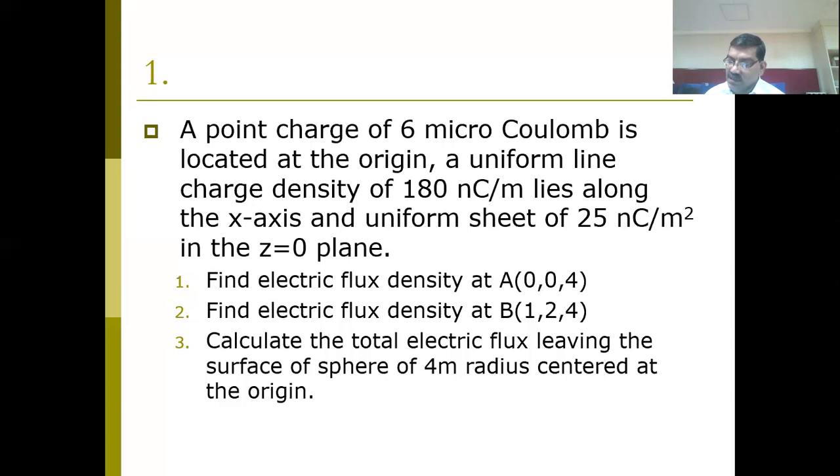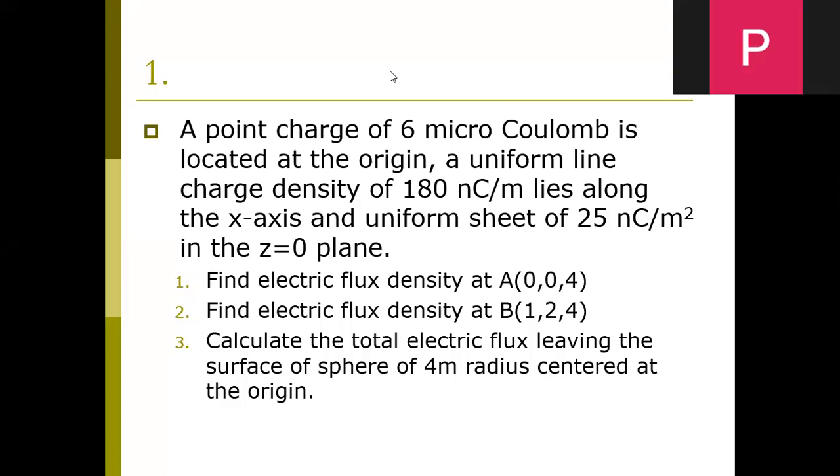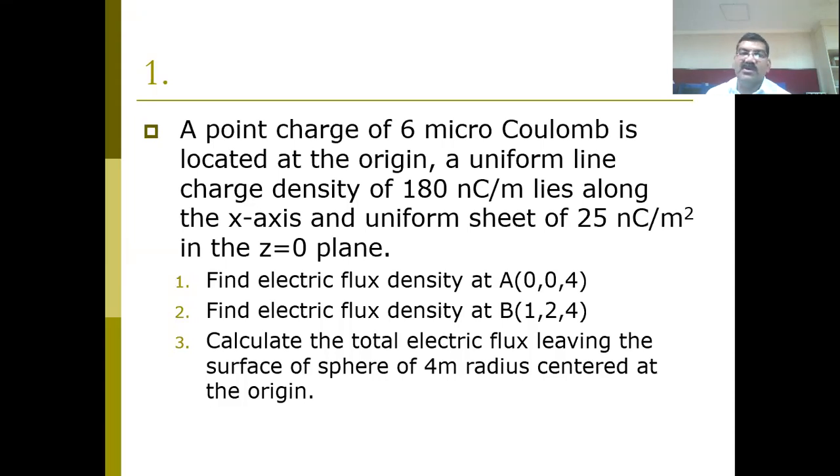So the total will be 1.257 microcoulomb plus 1.44 microcoulomb plus 6 microcoulomb. So 8.697 microcoulomb. Is it correct? Yes, sir. Anybody? Okay, how many of you got the answer? Okay, you got this answer. So this is simple: 8.697 microcoulomb. Simply you have to do the addition.